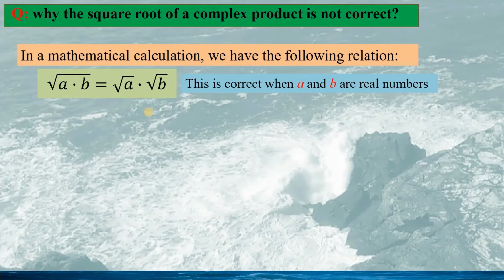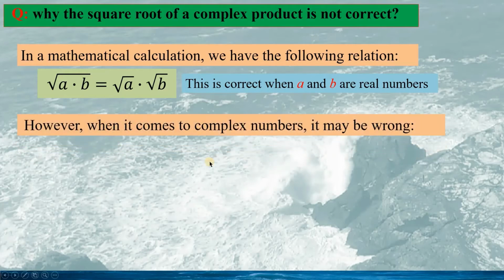In mathematics, normally we have the calculation as this. The square root of a product A times B would equal to the square root A times the square root B. This is correct when A and B are real numbers. However, when it comes to complex numbers, this calculation could be wrong.